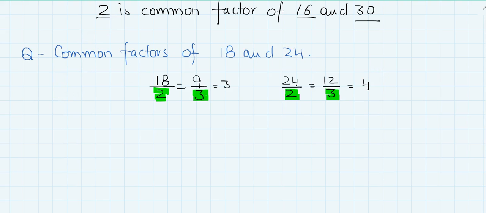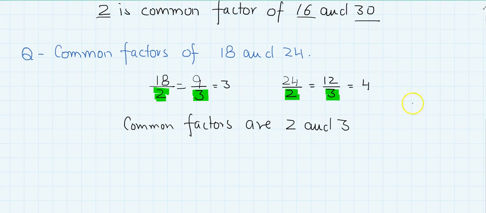So the common factors of 18 and 24 are 2 and 3. So we can write these common factors are 2 and 3. You can also solve this by a different method.